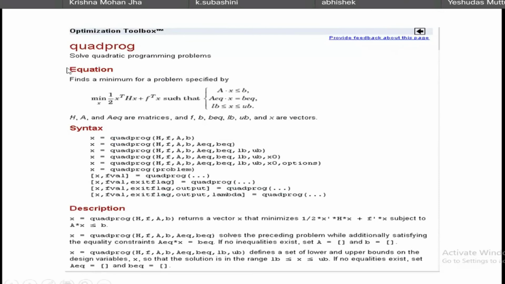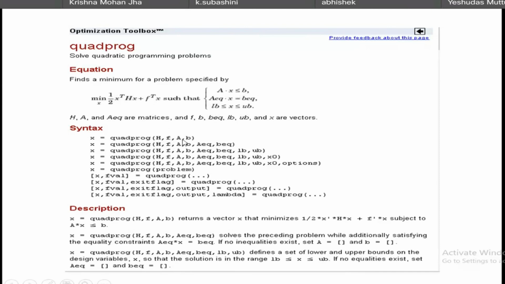So this is one function, quadprog, that solves the quadratic problem. You will find it in MATLAB. You just type quadprog in MATLAB and you will get this particular definition. It says that if you have this kind of optimization problem under these particular constraints, the solution can be found by this function, quadprog. H is nothing but this one, f is this particular thing, and A, b.